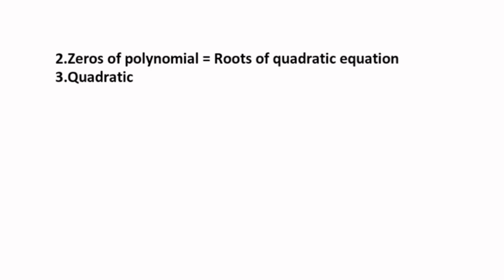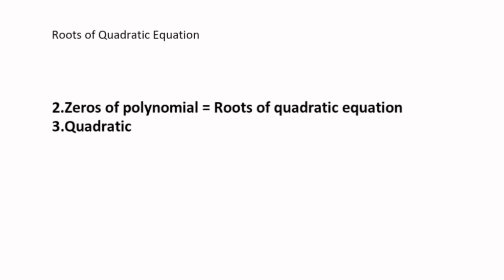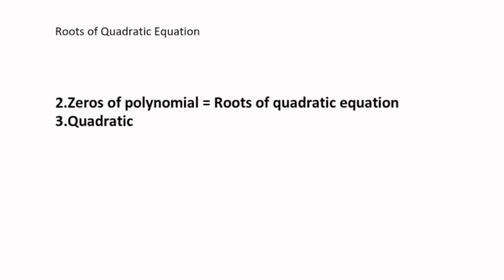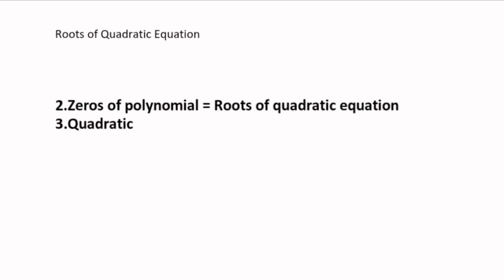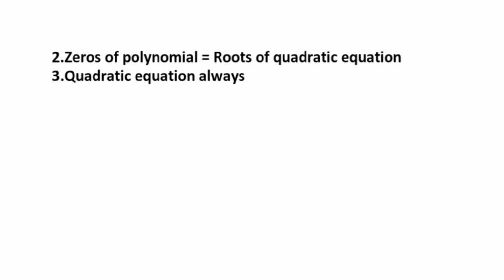What is in the polynomial lesson, there what we call zeros of the polynomial, in the same way in a quadratic polynomial we call them roots of the polynomial, roots of the quadratic equation. Here, zeros of the polynomial are always equal to roots of the quadratic equation, both are same. And a quadratic equation always has two roots, because quadratic means degree 2, that's why two roots.